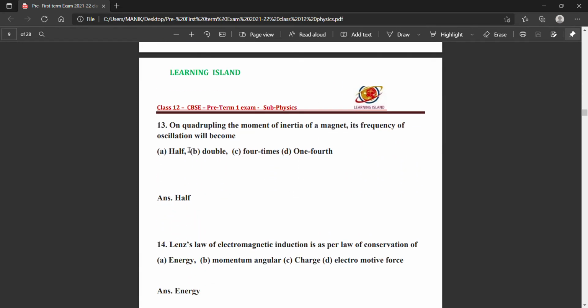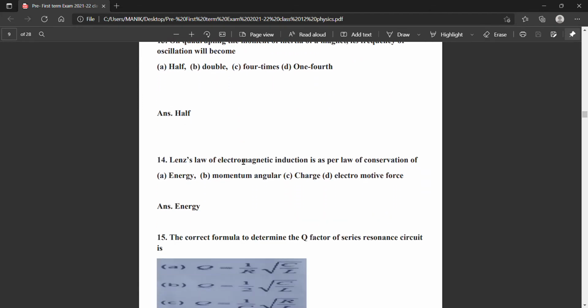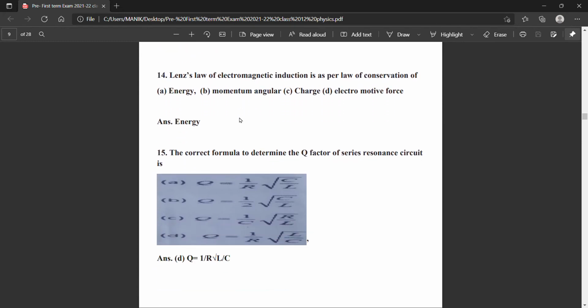Question number 13. On quadrupling the moment of inertia of a magnet, its frequency of oscillation will become. Here the answer will be half. I am not going into deep discussions. Question number 14. Lenz's law of electromagnetic induction is as per the law of conservation of. This obeys the law of conservation of energy. So the answer will be energy.